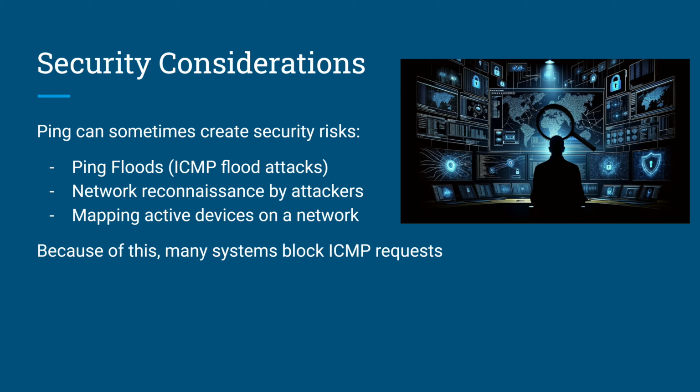You have network reconnaissance by attackers or passive reconnaissance. You have an attacker out there that wants to ping something within your network to see if it's online, or if they're pinging your network and they're getting a response back, then that means that ICMP or the port is open and online. So that allows attackers to map active devices on your network. So generally, to be secure, you should block ICMP requests.